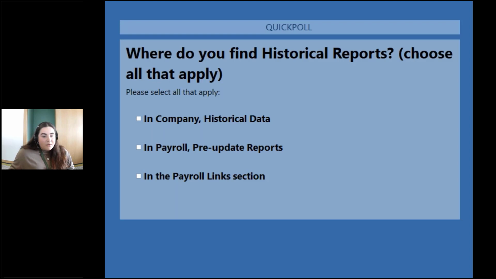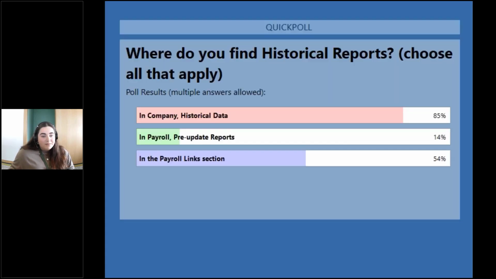Great, and I'll close this now and share those results. There we go. So 85% have said in company and historical data, 14% have said in payroll pre-update reports, and 54% have said in the payroll links section. So this was multiple choice, and answers 1 and 3 are correct. So you can find historical reports in company and historical data and in the payroll links section. Of course, payroll pre-update reports are for those pre-update reports prior to updating your records for the current period.